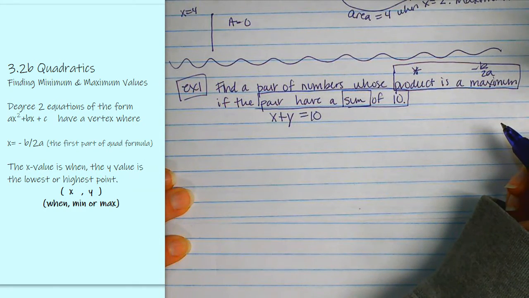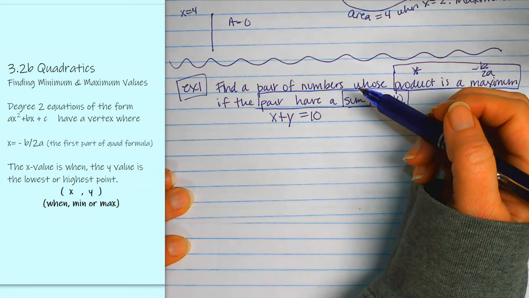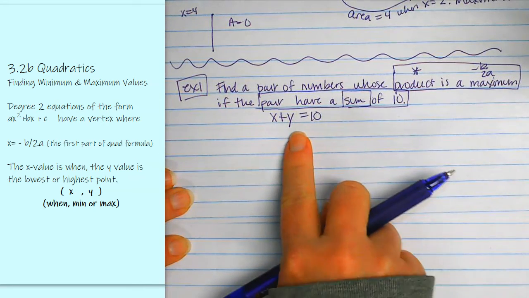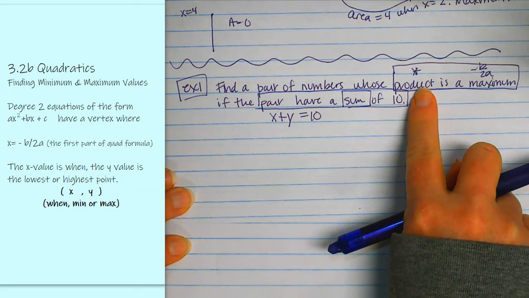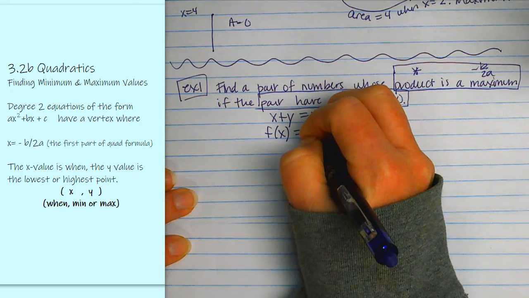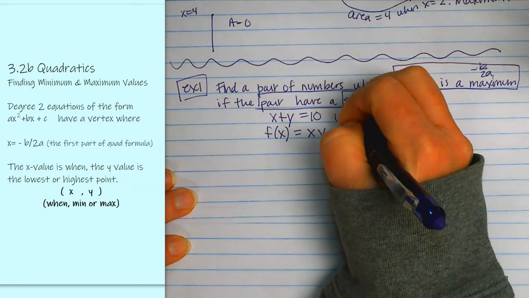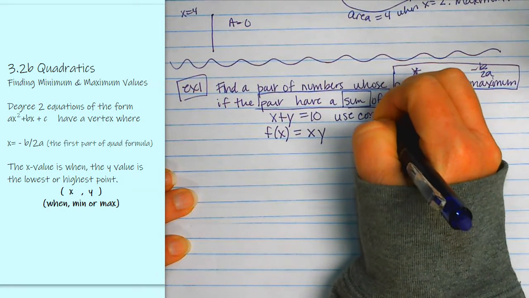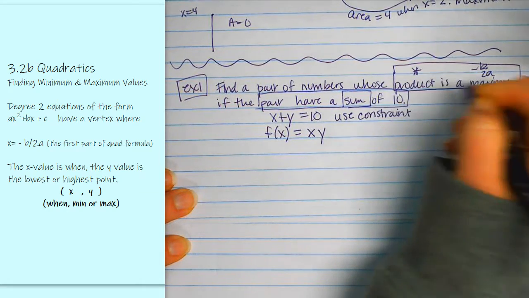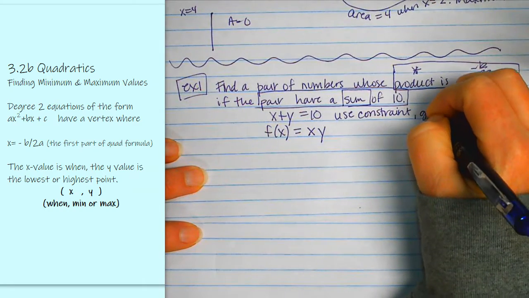There's a whole bunch of numbers that do that. They could be 1 plus 9. They could be 0 plus 10. They could be 4.5 and 5.5. There's a whole bunch of numbers that could be. But these numbers also have a maximum multiplication. So this is the function we're going to maximize if we say that we're multiplying x times y. Now we've got two equations here. What we need is to use this one. This one we're going to call the constraint or given substitution.